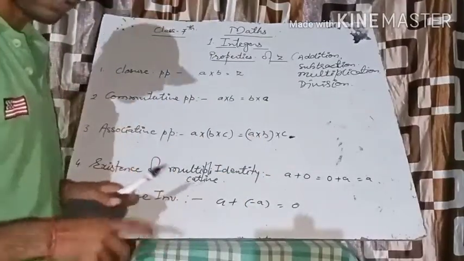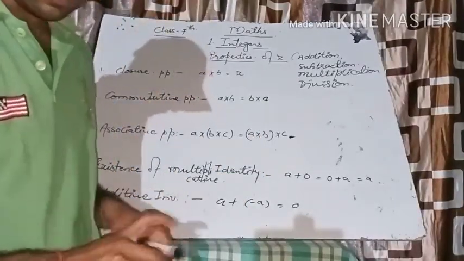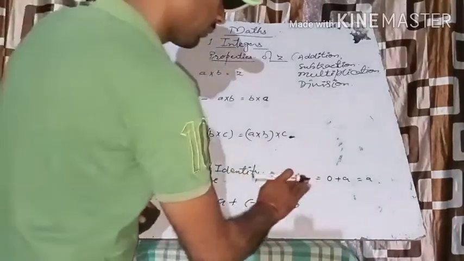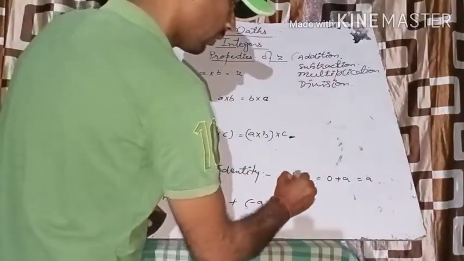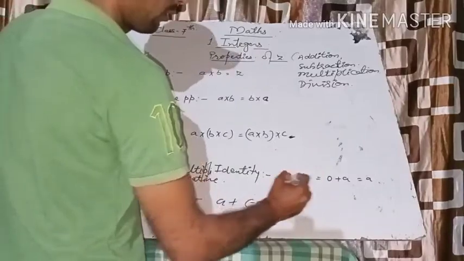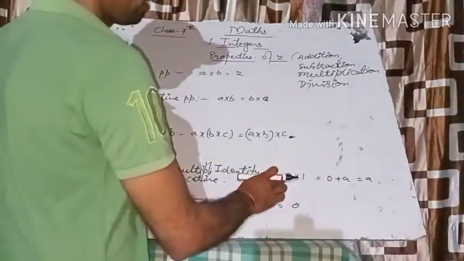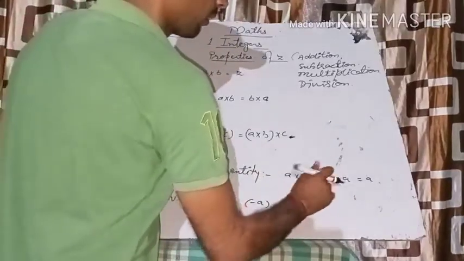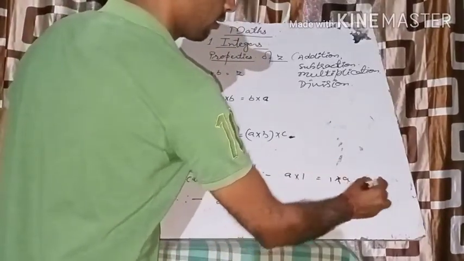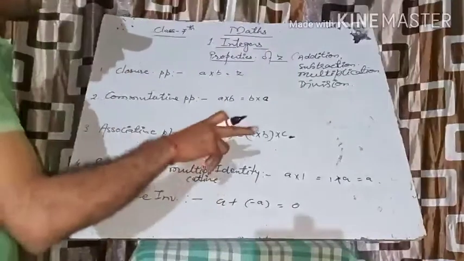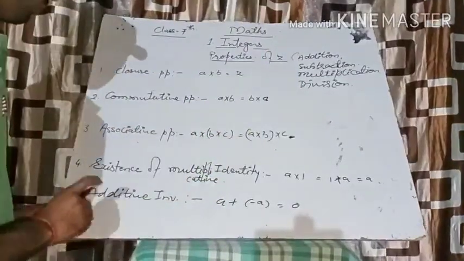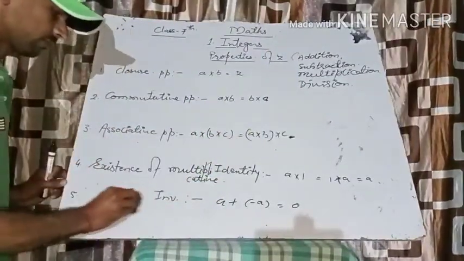What is next? The multiplicative identity. In the case of the multiplicative identity, if we multiply an integer by 1, or 1 by any integer, the result is always that integer.